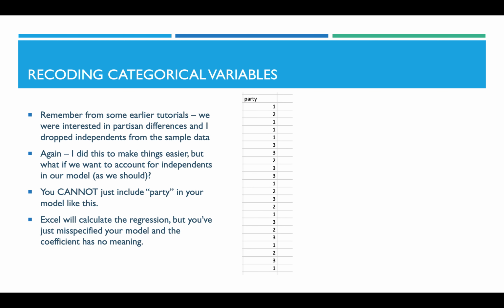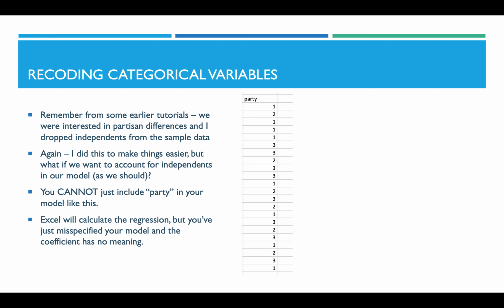Well, we can go back to political party identification. The American National Election Study asked a question like this, and the values that this question takes on are Democrat, Republican, and independent. So 1 is Democrat, 2 is Republican, 3 is independent. And you'll recall from some earlier tutorials where we were interested in partisan differences across different questions or variables, I dropped the independents from the sample data, again, just for the sake of ease of interpretation.